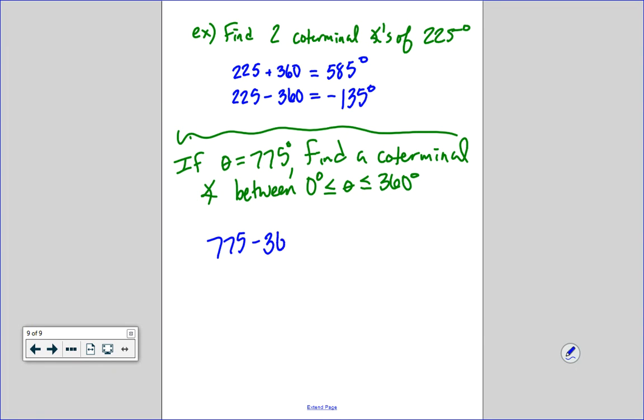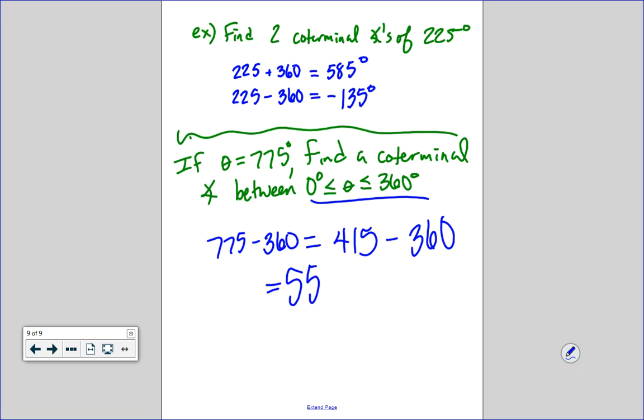So we're just going to subtract 360 until it fits this range. That's 415. Again, I have to subtract 360, and I get 55 degrees. So the angle that is coterminal to 775 is 55 degrees. The 775 degree angle and the 55 degree angle start and stop at the same point. One's just going around the circle two times before it stops.